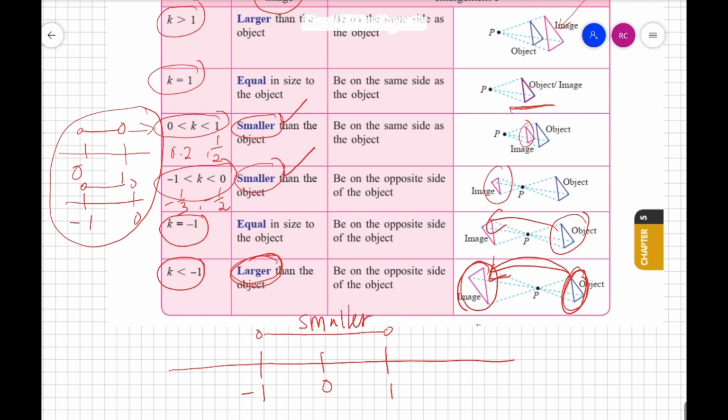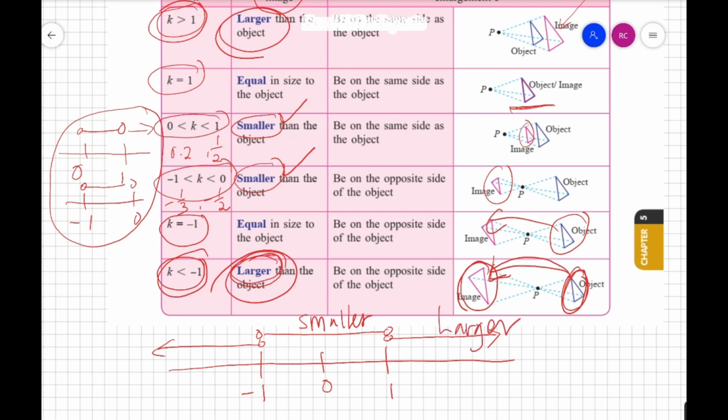When it comes to greater than 1 and less than -1, this part over here, okay, and greater than 1, it will become larger. So you can see larger. So this part, larger, larger. When it is equal to 1 or negative 1, then you will know it is equal in size. Okay, so you just have to memorize this number line right here.